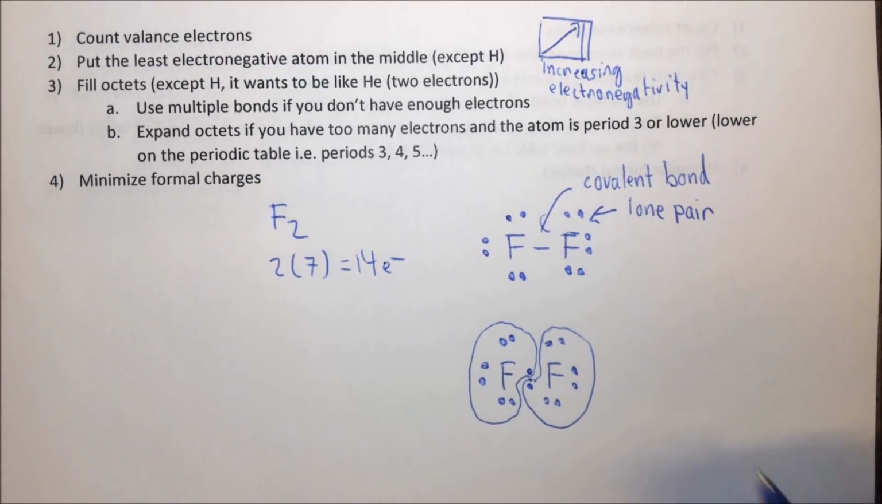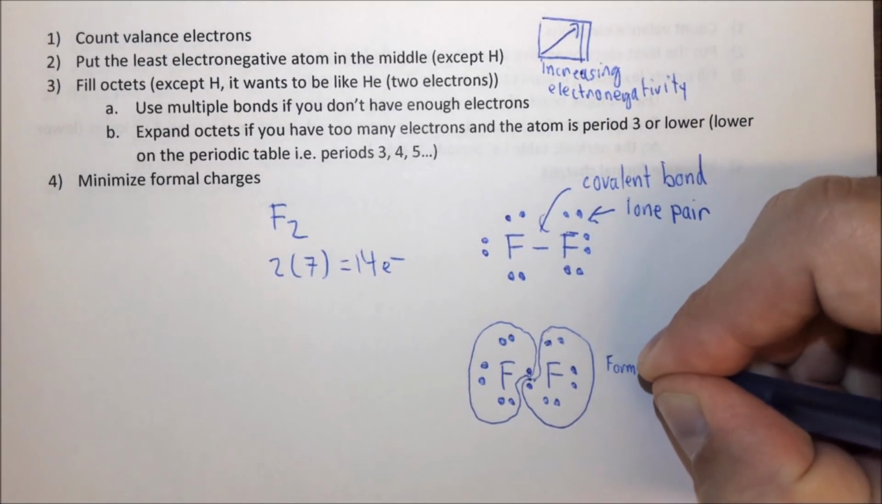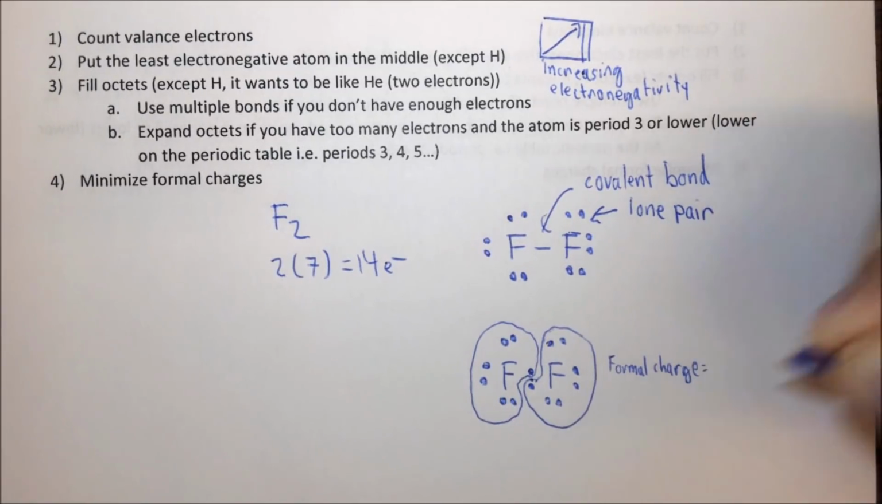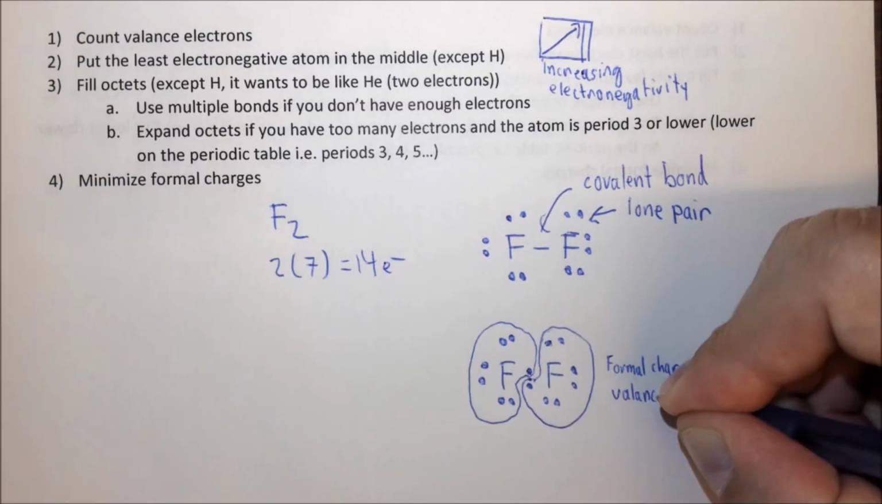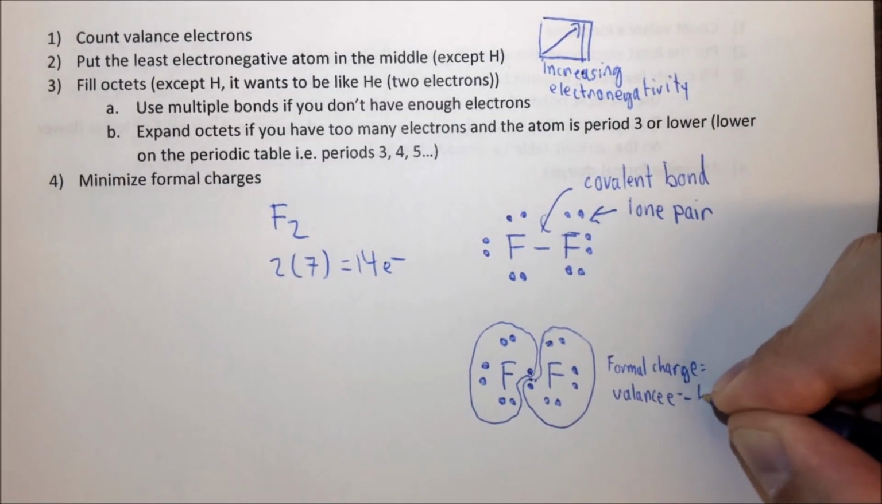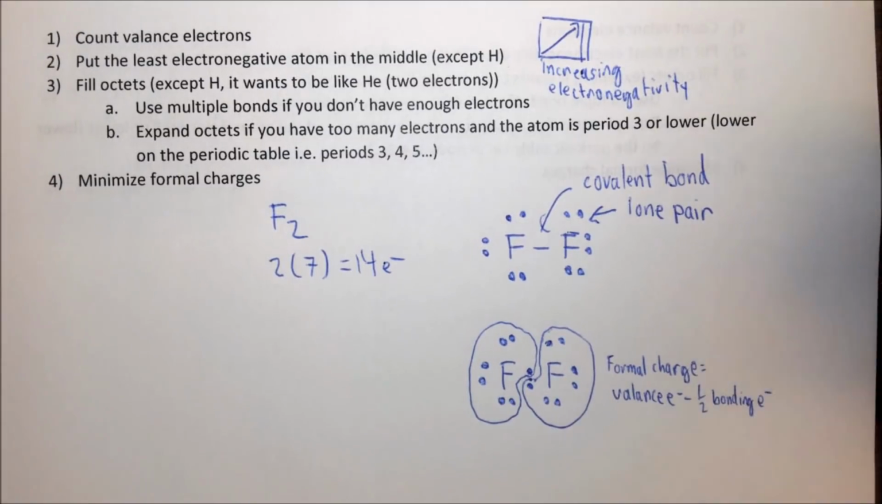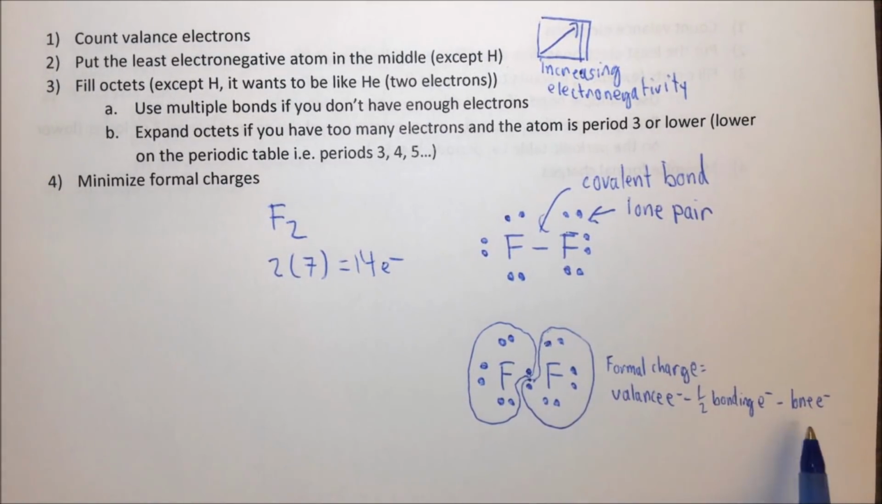Now, in your book, you'll learn this formula. Formal charge equals valence electrons minus half bonding electrons minus lone electrons. And this is 100% true. This will work every time.